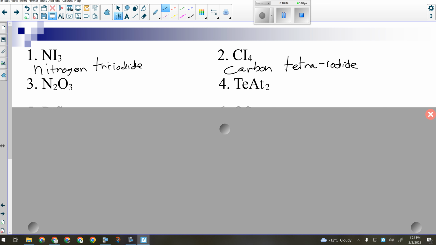All right, in the third one, do I need prefixes on both? Yes. Okay, so this is going to be dinitrogen trioxide. Okay. And then our last one will be tellurium diastatide.